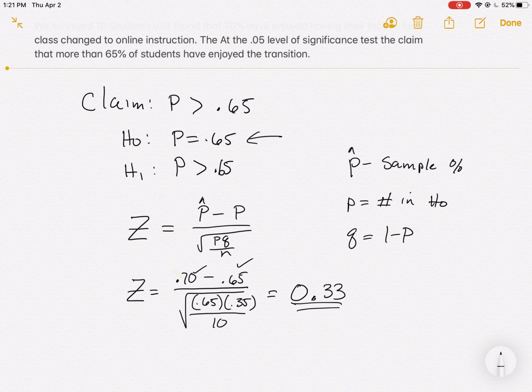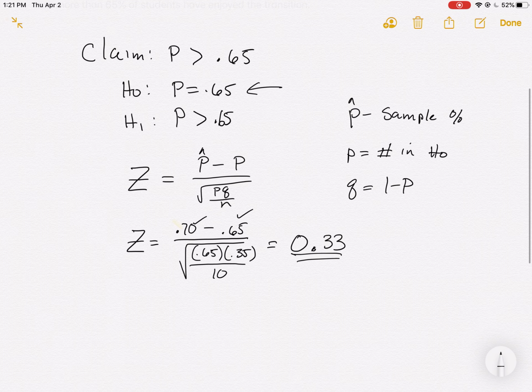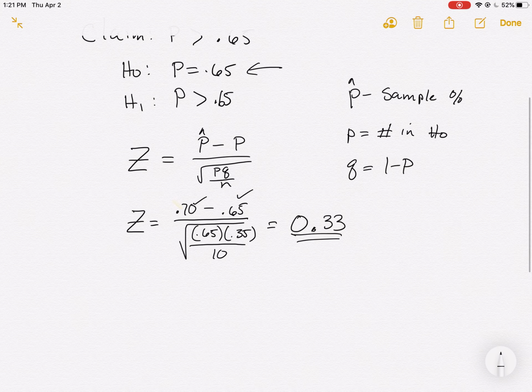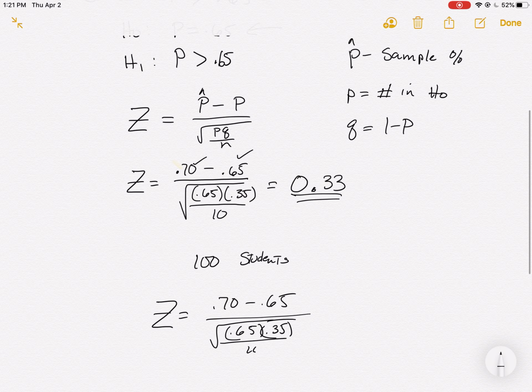But notice what would have changed if I had just, instead of basing this off of 10 students, let's suppose we got the same information with 100 students. If it was 100 students, if I found that I got the exact same number with 100 students, well, then z would be equal to 0.70 minus 0.65, all divided by the square root of 0.65 times 0.35, all divided by 100.